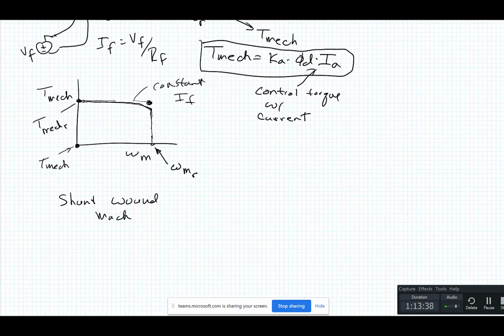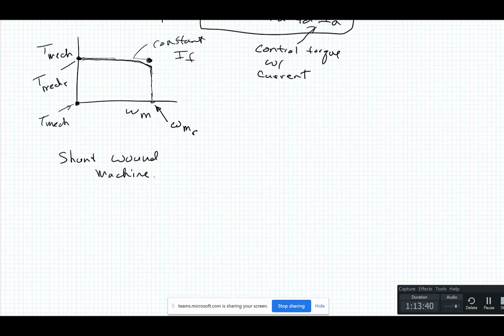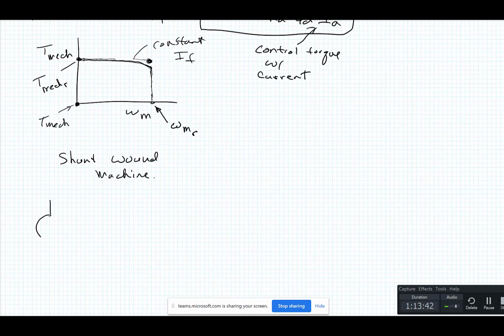It has a different speed torque characteristic. This is a completely self-enclosed machine where you have terminals. I'm going to drop the color code in the interest of time. This is the terminals of the motor, but then you connect directly the field right across the terminals. So this is VS.